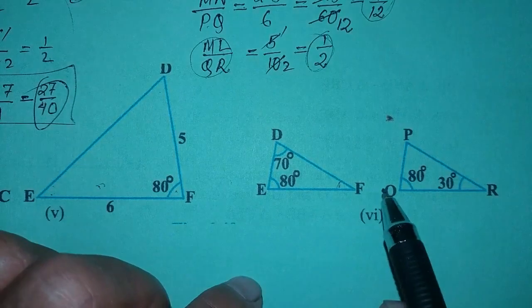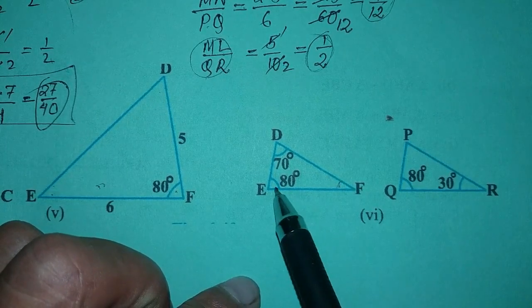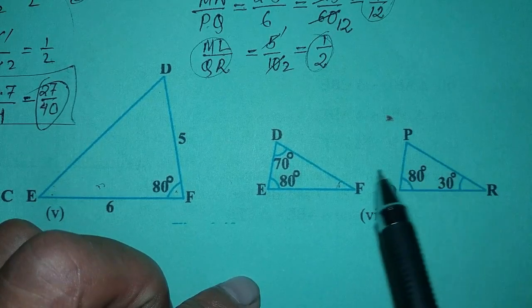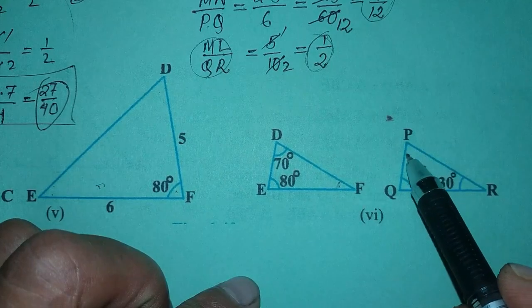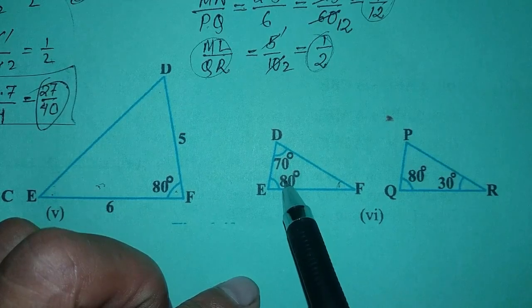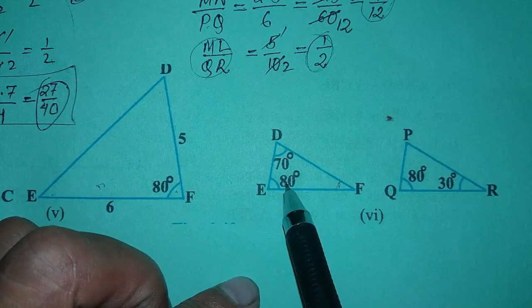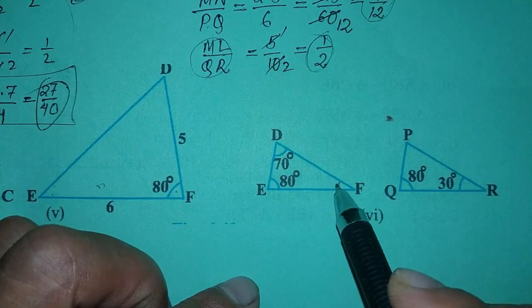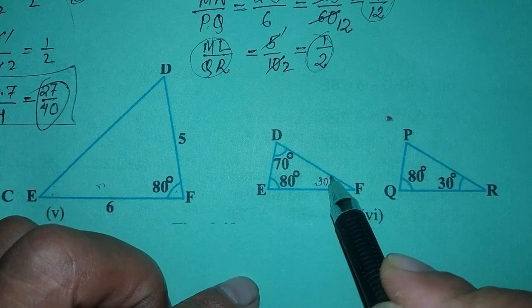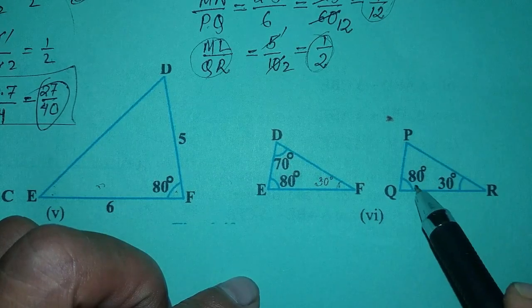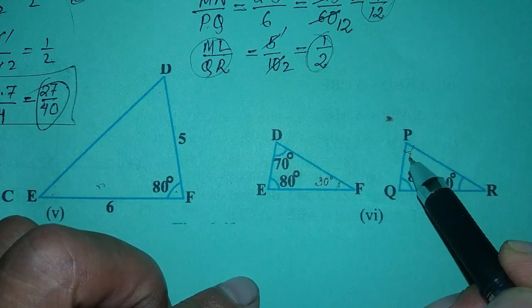Now let's see the sixth figure. Here we have 80 degrees, and here this is 70 and this is 30. Now this angle and this angle are not given, so we can find out these two angles. The sum of these three angles is 180 degrees. This is already 80 and 70, so 80 plus 70 is 150. 150 plus 30 is 180 degrees, so this should be 30 degrees. Now here also this is 80, this is 30, so 110, so this must be 70.